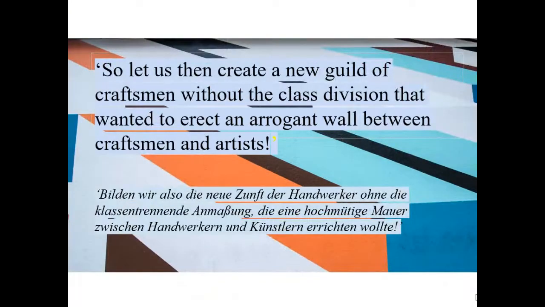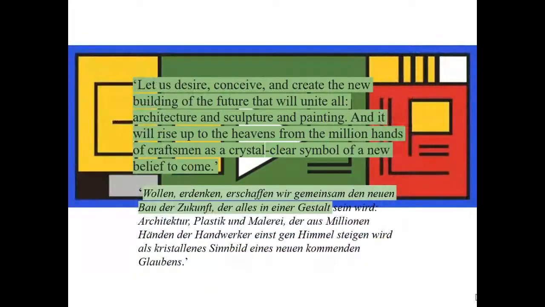"Let us then create a new guild of craftsmen without the class division that wanted to erect an arrogant wall between craftsman and artist." That's democratic an approach for the Nazis, don't you think? But it's a beautiful goal. It really does give us the idea that they wanted unity between people.